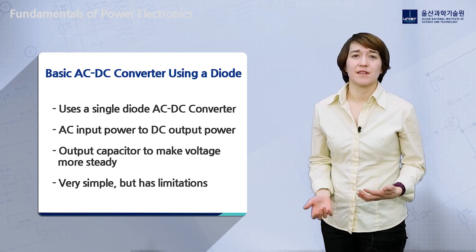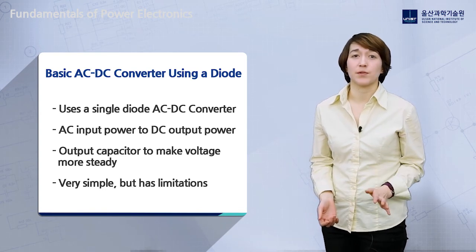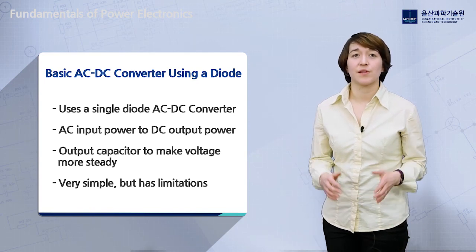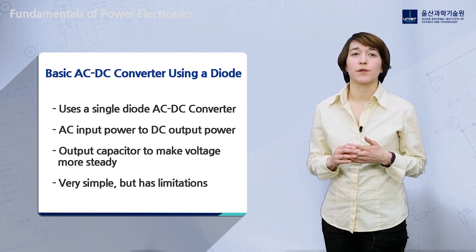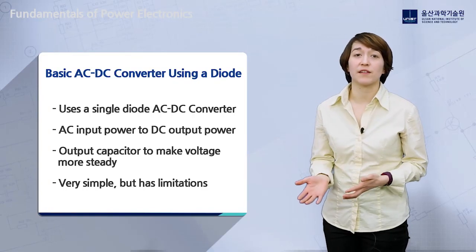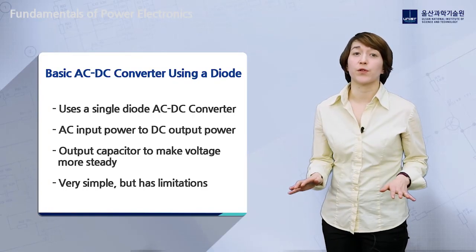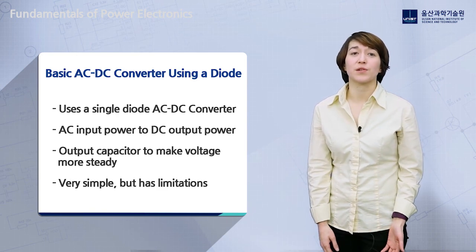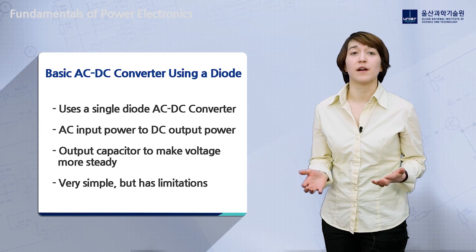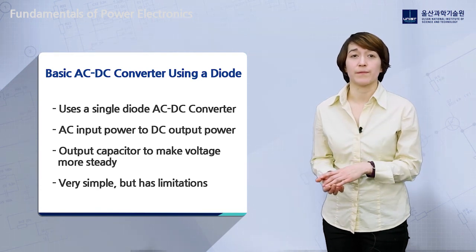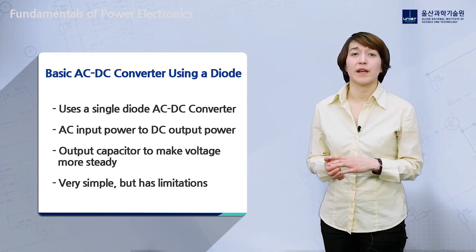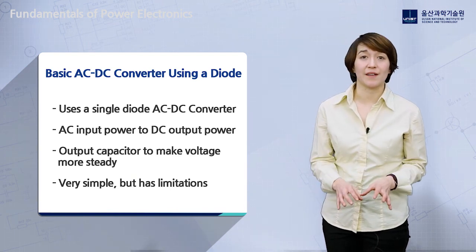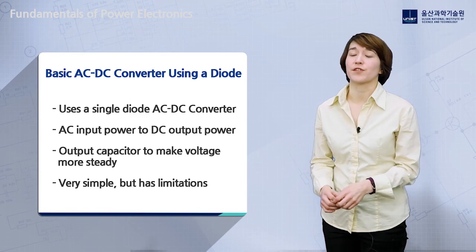The advantage of this system is that it's very simple, but it also has some limitations. As we saw, this converter only draws power from the input when the input voltage is positive, and no power when the voltage is negative. This means that we are not fully utilizing the potential power draw from this basic converter. The single diode AC-DC rectifier can be used for low power and low cost applications as a simple converter implementation.